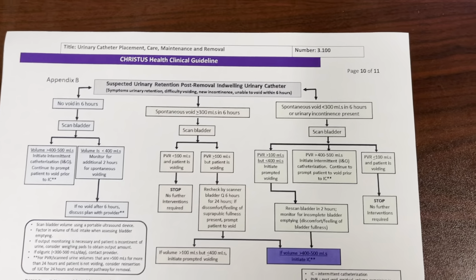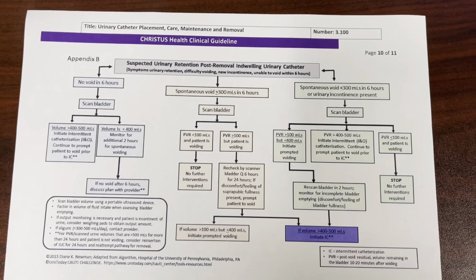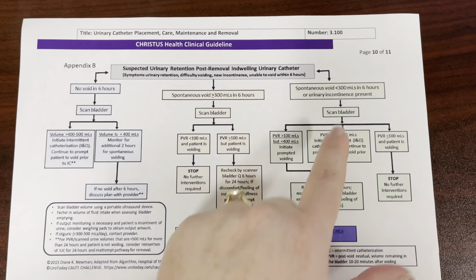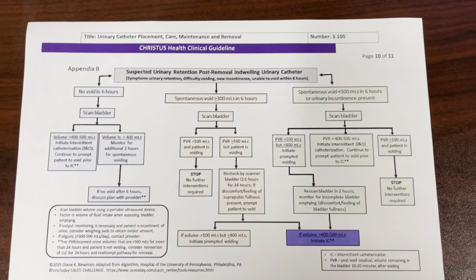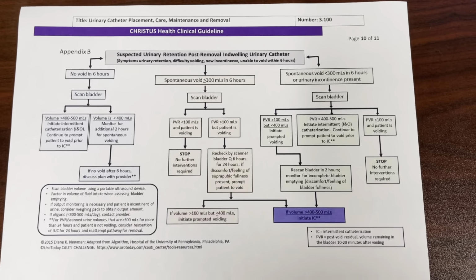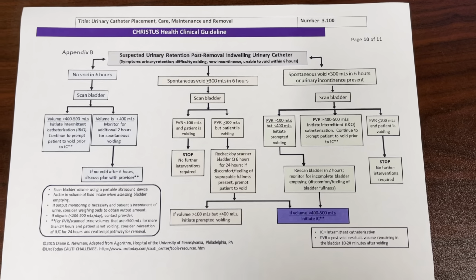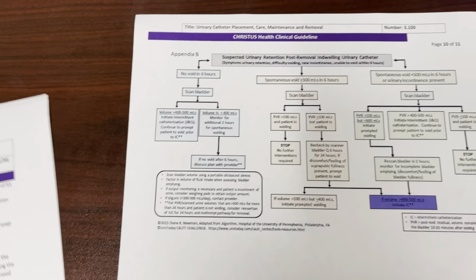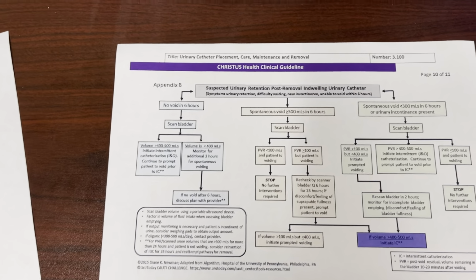If they're able to spontaneously void, but it's less than 300 mils in 6 hours, then we're looking at possible retention issues. And so we're going to scan the bladder. Then based on what the output is and what the residual volume is, it walks you through, do you rescan them in 2 hours? Do you stop because you don't need further intervention? And so this all walks you through exactly what you need to do. It gives you guidelines and values.